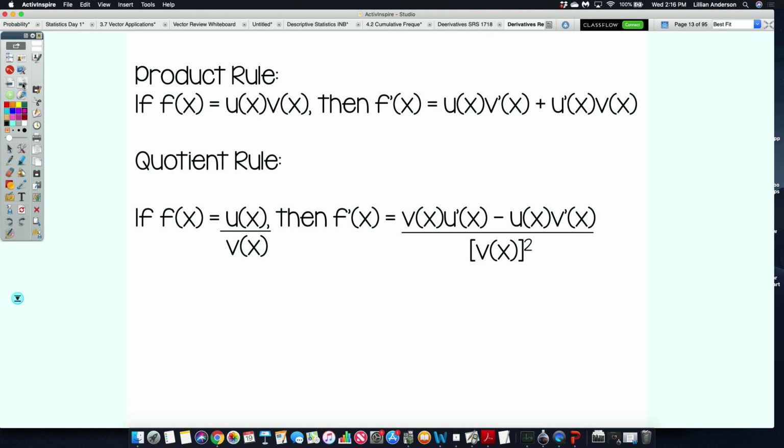Okay? Product and quotient. Remember, they're not written like this in your reference booklet, but this is the product and quotient rule. Product is the first times the derivative of the second, plus the second times the derivative of the first. Quotient rule: you remember the saying? Low d high minus high d low, all over low low.